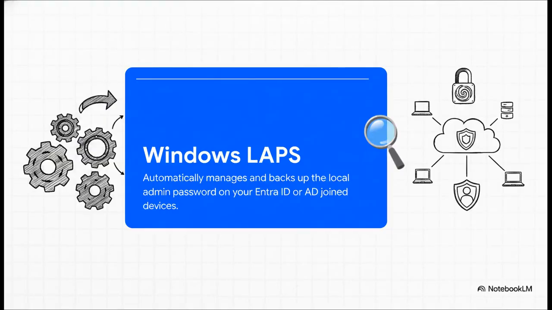So what does it actually do? Well, the key word here is automates. LAPS automatically creates a unique, really complex password for the local admin account on every single device. And it rotates that password regularly. Then it securely stores that password up in a central directory, in our case, Microsoft Entra ID, which you might remember as Azure Active Directory. From there, only people with the right permissions can get to it.